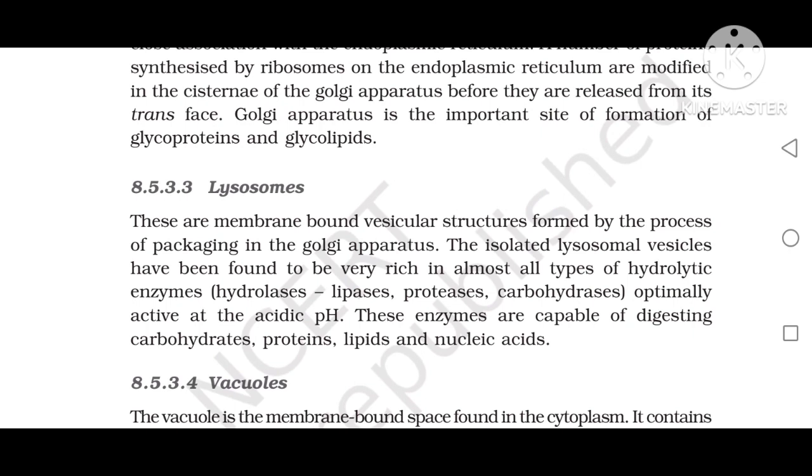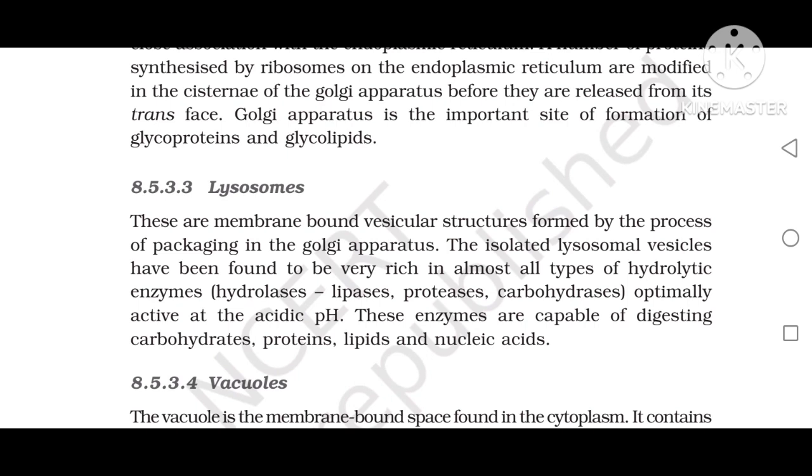Lysosomes. These are membrane-bound vesicular structures formed by the process of packaging in the Golgi apparatus. The isolated lysosomal vesicles have been found to be very rich in almost all types of hydrolytic enzymes, hydrolases like lipases, proteases, carbohydrases, optimally active at acidic pH. These enzymes are capable of digesting carbohydrates, proteins, lipids and nucleic acids.